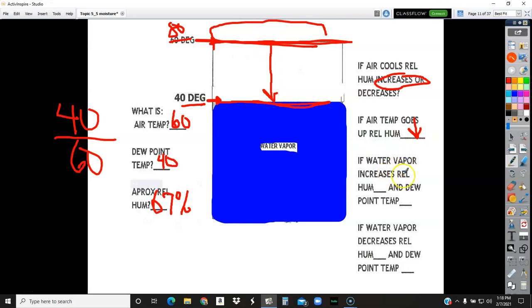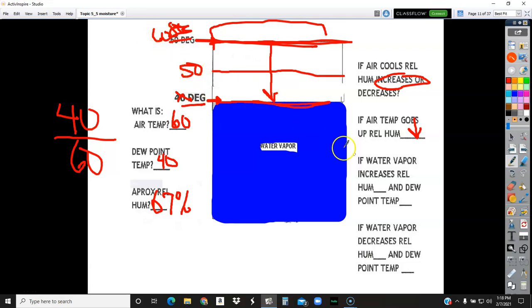If water vapor increases, now let's say we leave the temperature where it is at 60, but now we're going to raise the dew point. So when the dew point goes up, let's say now we put more water, and now it's not 40, let's say it's up here at 50. We made it 10 degrees higher. So we're getting closer to that original 60.